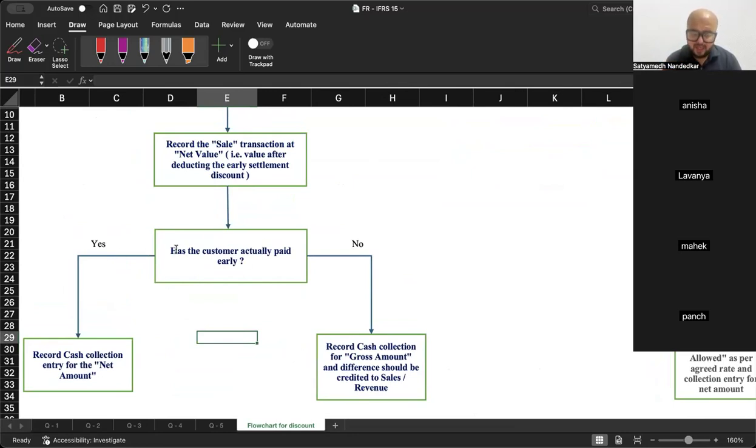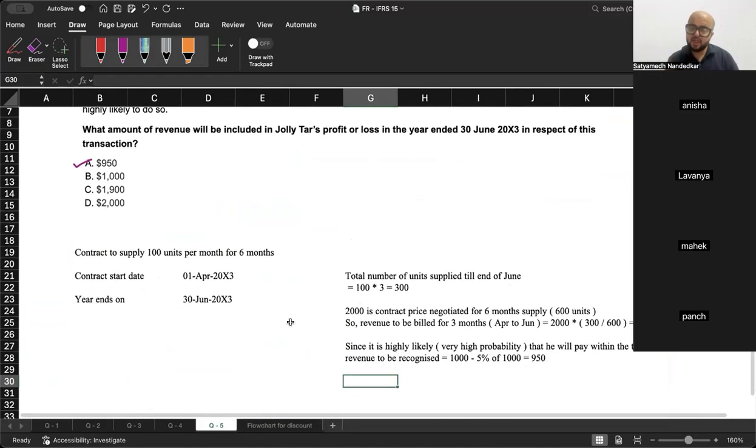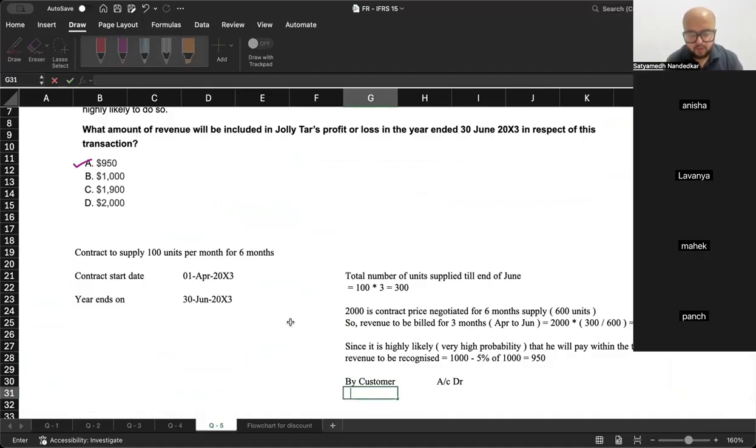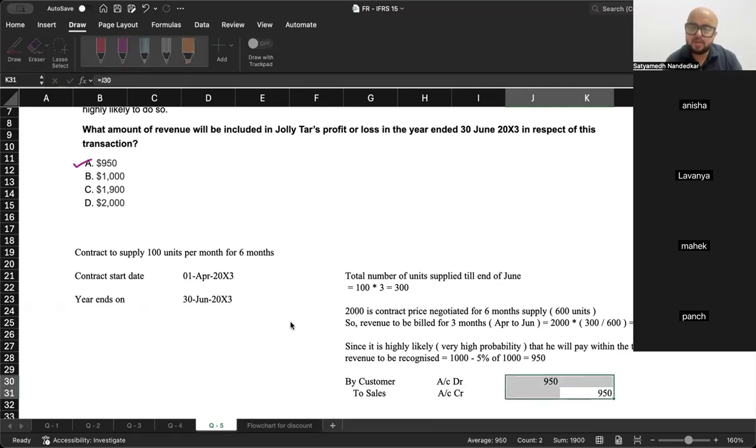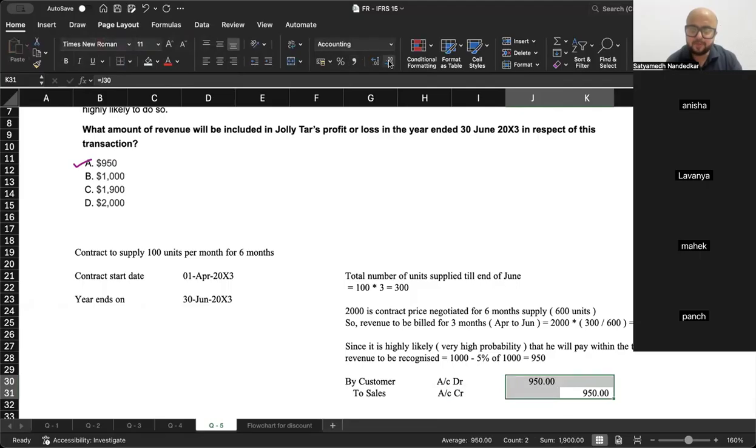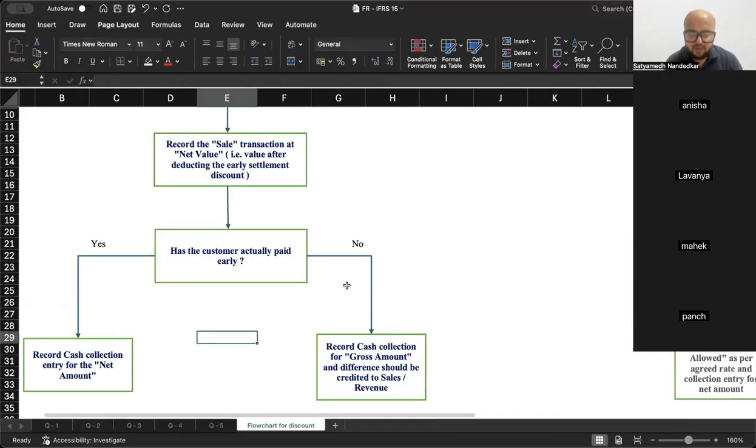If the customer has actually paid early, yes, then record the cash collection entry for the net amount. You will show the cash collection entry here, bank account debit to customer account. What entry will you record at sale? Customer account debit to sales account, 950. Okay. And if the customer actually pays on time, then bank account debit to customer account. That's it. If the customer doesn't pay on time, then record cash collection for the gross amount and the difference should be credited to sales or revenue.